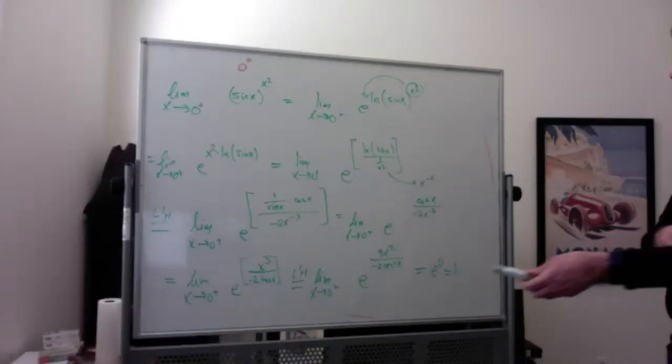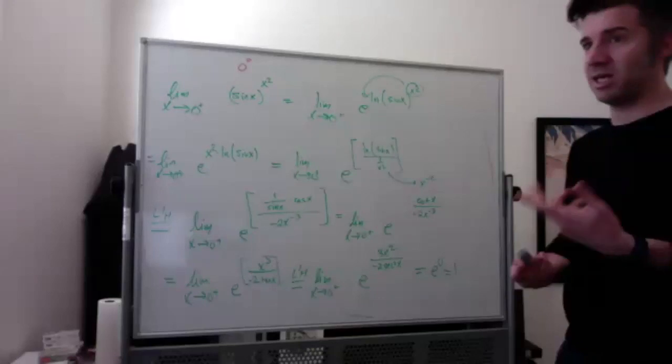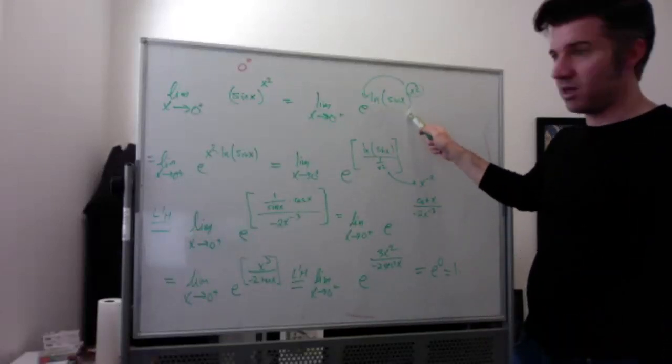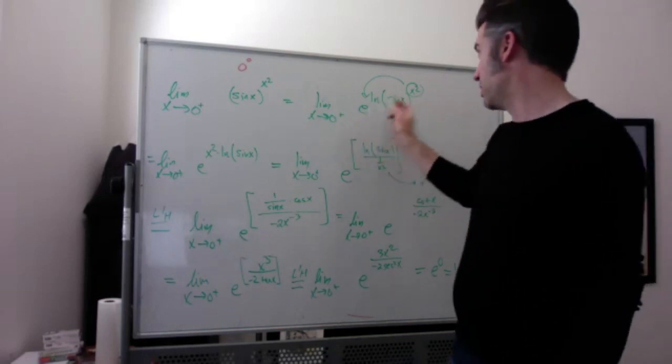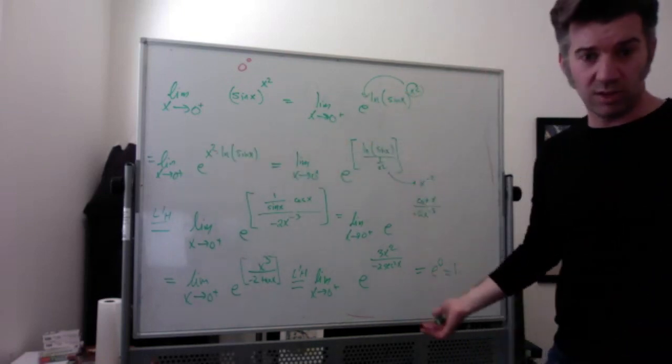So yeah, these can be a bit of work. But again, the steps are kind of always the same to start. You're always taking the e to the natural log of the thing. You are then bringing down the power and then bringing down that coefficient. And then you're using L'Hopital's rule.